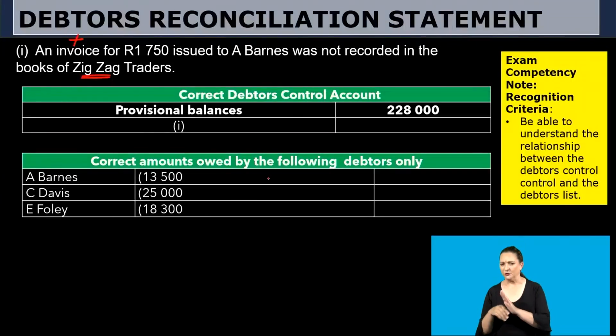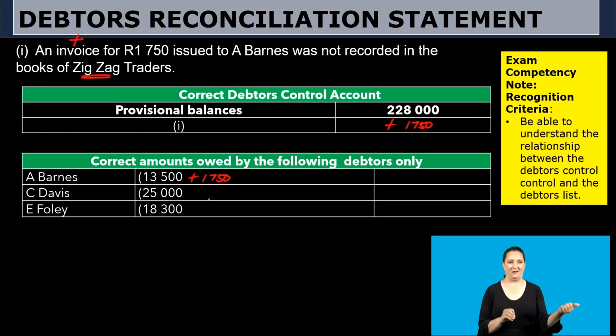And the debtor's list is also prepared by us. So if it is not recorded in the books, it is not in the control, neither will we find it in the list. So we'll come here, then we'll now say, in the control, an invoice, a plus 1,750. Then I come here to the debtors. These were goods sold to Barnes, so I'm coming here to say plus 1,750 to Barnes. We good?